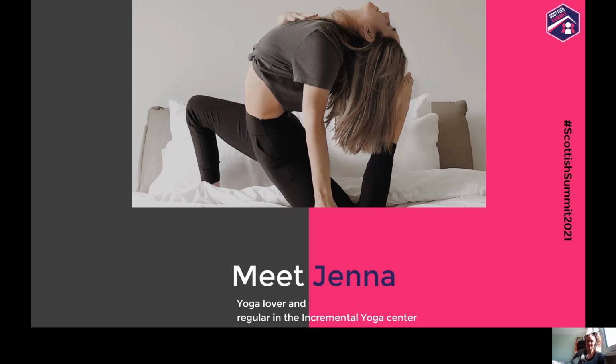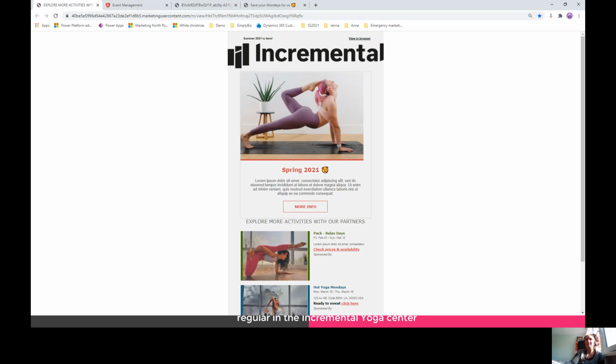Cool, perfect. So now if we jump to the system, hopefully you can see my browser. What we have here is a marketing email that Jenna received. So Jenna has, as we said, been a regular. She has been going to many courses with the Incremental Yoga Center before, and because of that, she's on their newsletter list, so she gets regular updates from them. So that's an email she got this morning.